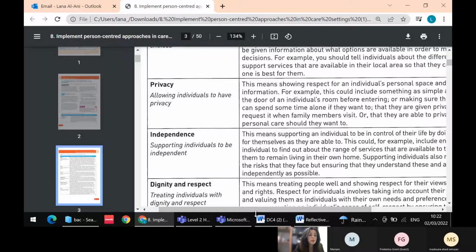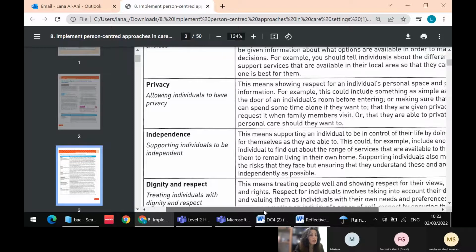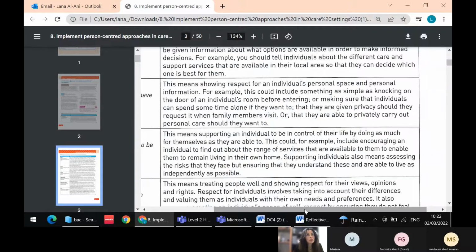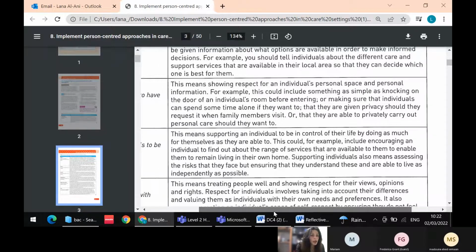So if a family member asks you to do something, but the client doesn't want it because he needs more privacy, he doesn't want someone to come and sit with him at a certain time, you give him that. This is his choice. He needs privacy, you give him privacy.